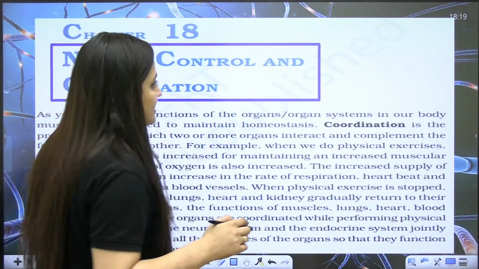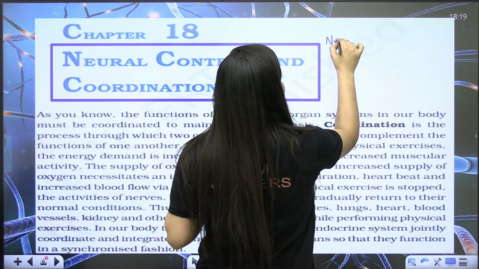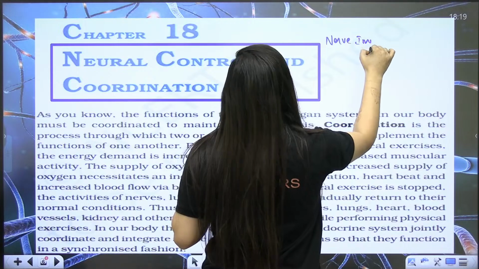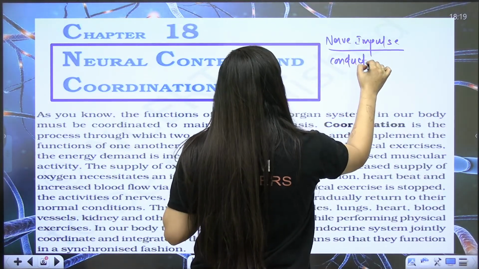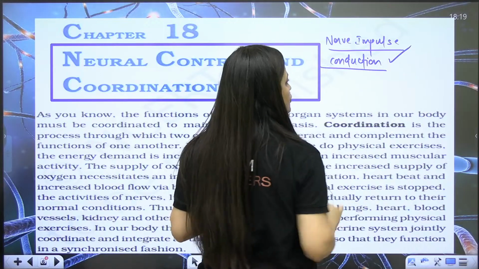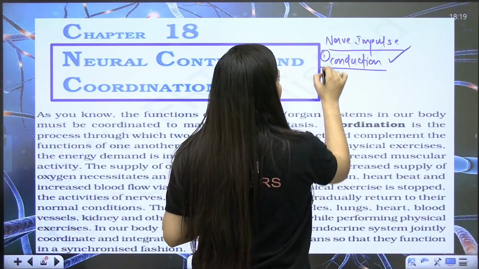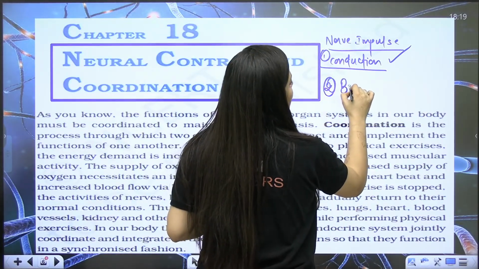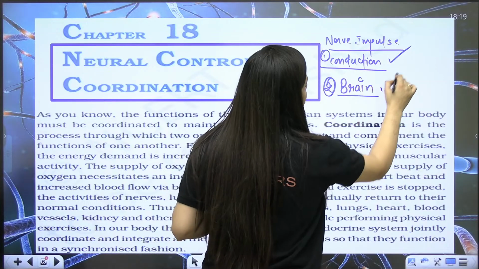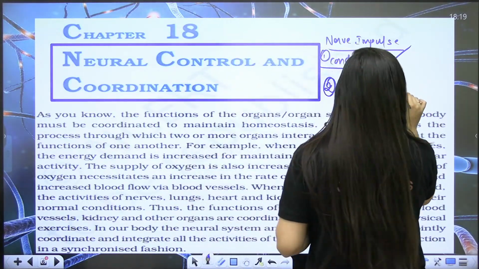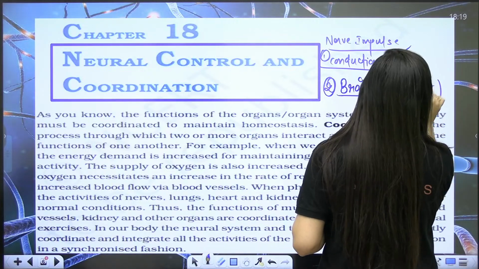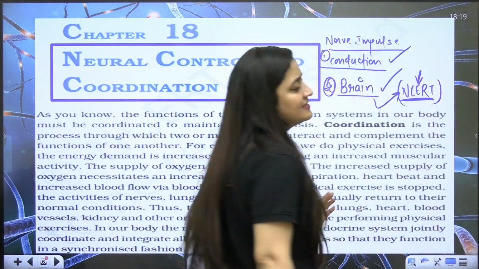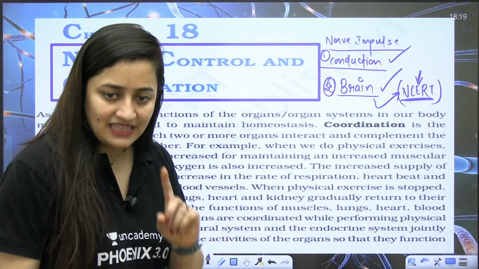From this particular chapter, the nerve impulse conduction topic is a very important topic. And then obviously the brain, the parts of the brain, are important, and it's a very interesting topic, but obviously you have a lot to remember. So yes, you can just focus on NCERT, that will be sufficient.